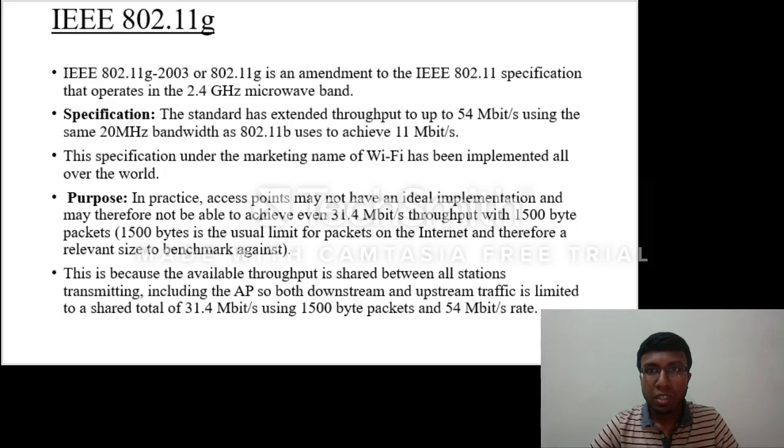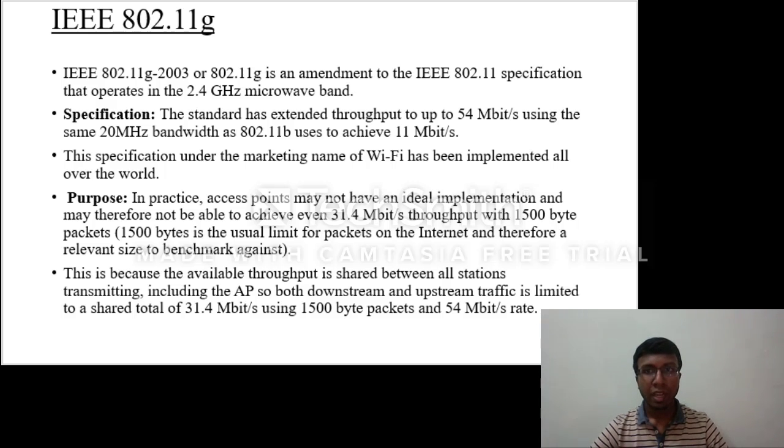IEEE 802.11g, also known as IEEE 802.11-2003, is an amendment to the IEEE 802.11 specification that operates in the 2.4 GHz microwave band. Its specification is that the standard has extended throughput to up to 54 Mbps using the same 20 MHz bandwidth as 802.11b uses to achieve 11 Mbps. Its specification under the marketing name of Wi-Fi has been implemented all over the world.